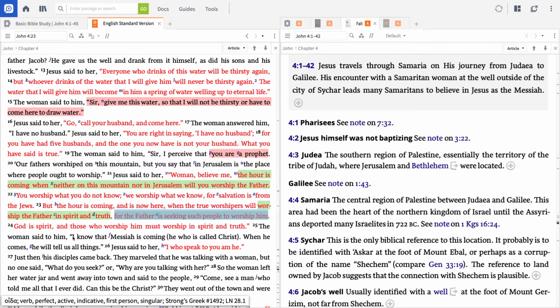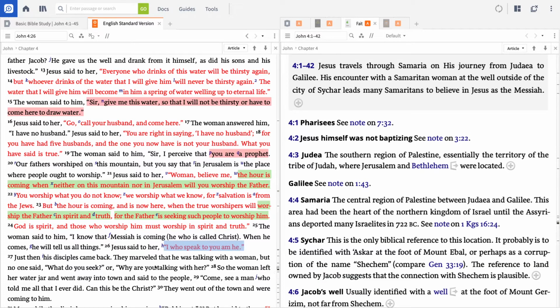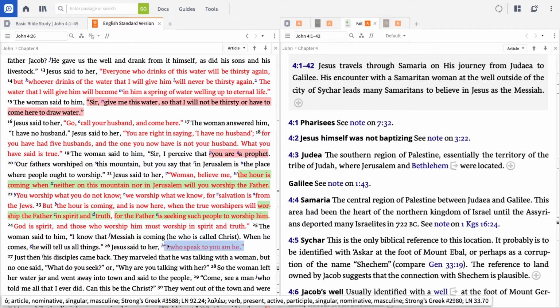The woman said to him, "I know that Messiah is coming, he who is called Christ. When he comes, he will tell us all things." Jesus said to her, "I who speak to you am he." What a reveal. I like these just short phrases from Jesus in this passage. It's amazing, the precision.